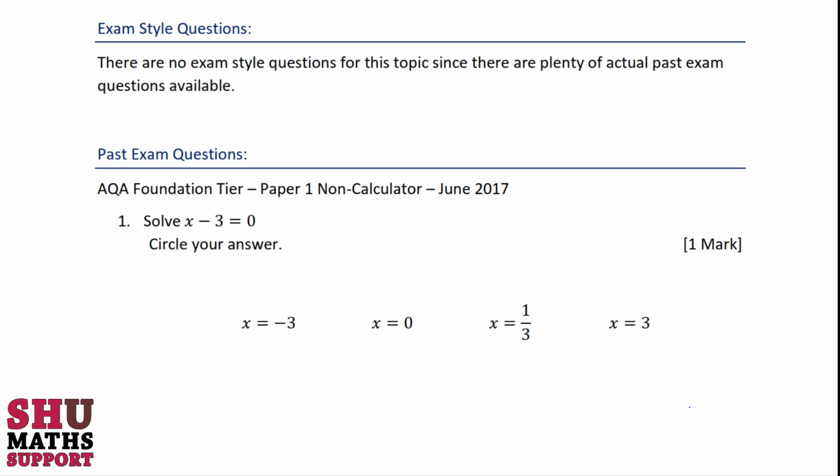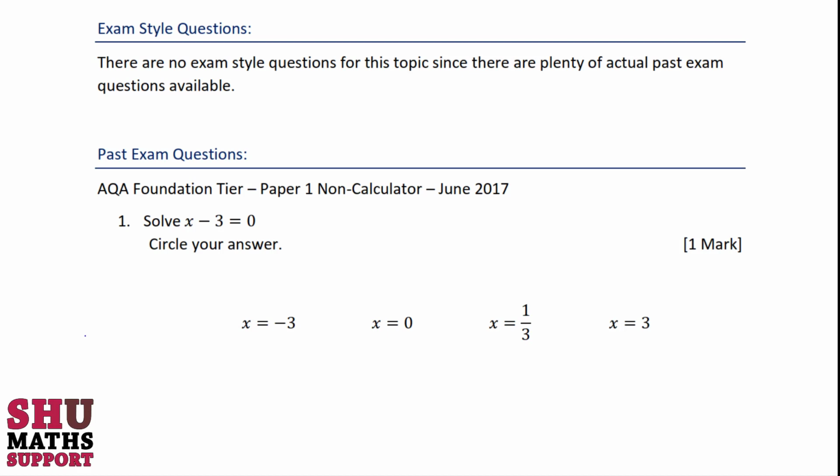So the first question is asking us to solve x minus 3 is equal to 0, but it's asking us to circle our answer. Sometimes with these questions you can see straight away what the answer would be, but I'd never recommend just going straight for it. I'd always recommend that you prove it, and in this case it's actually quite easy to prove.